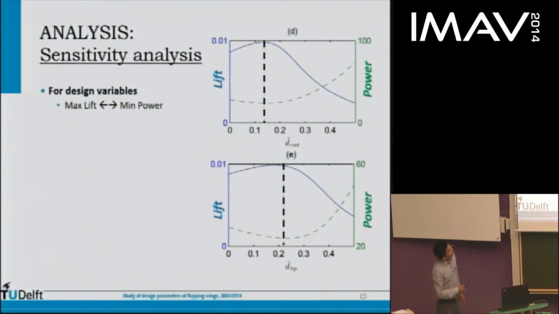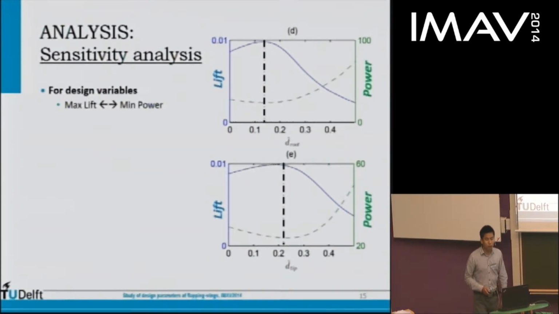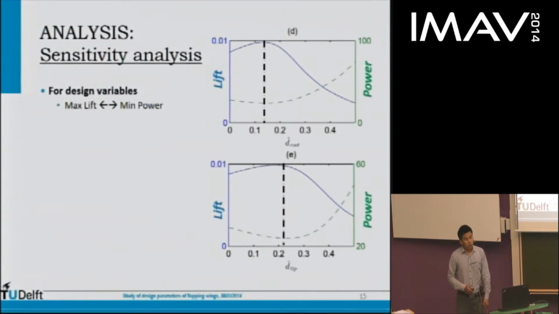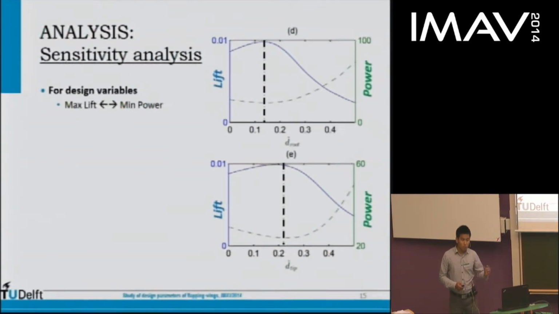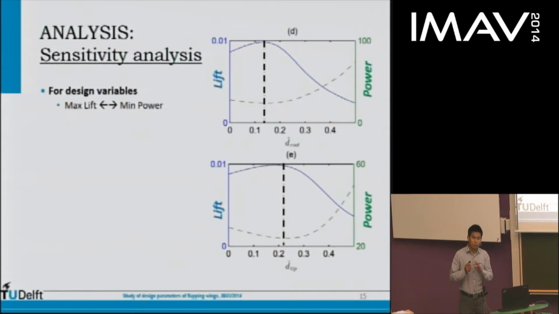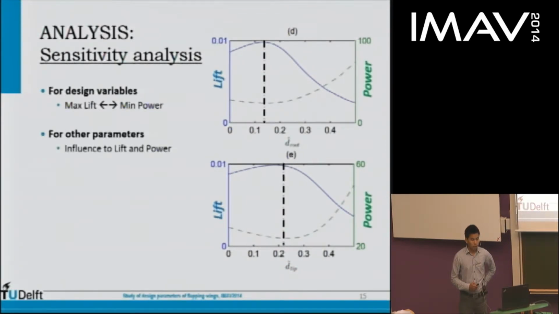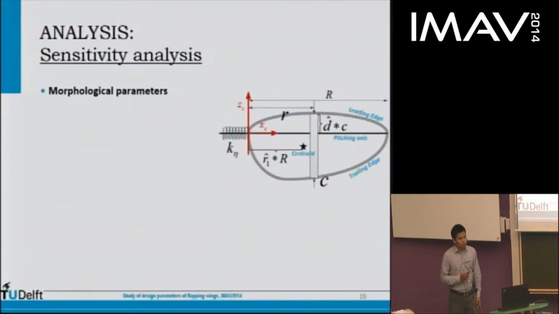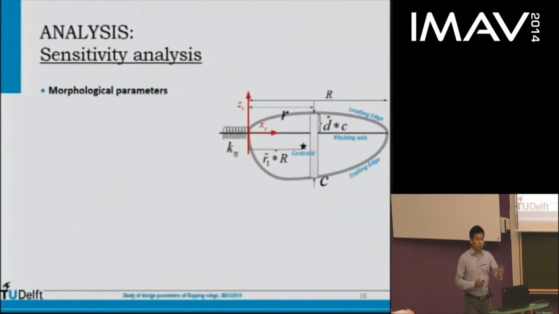We studied the sensitivity. We plot the result like this. From the result, it can be found that the optimal design corresponding to minimal power is approximately corresponding to the maximum lift. And for the other parameters, the influence on the lift and the power will be classified into 2 groups.